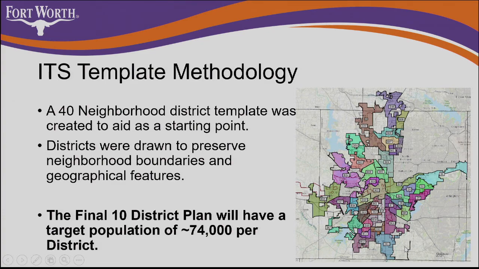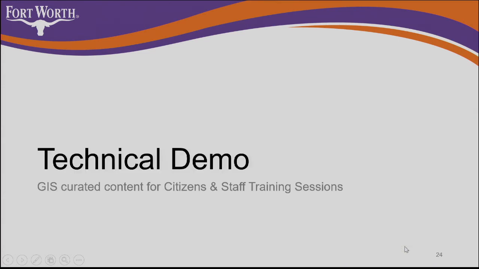We divided the entire city into 40 huge districts based on neighborhood districts and minority opportunity districts. The target population for each of those was around 18,300 people. So you can take any of those districts, combine them, and then create your total 10 districts. Make sense? Does anyone have any questions about that methodology, how we got to where we did for those templates?